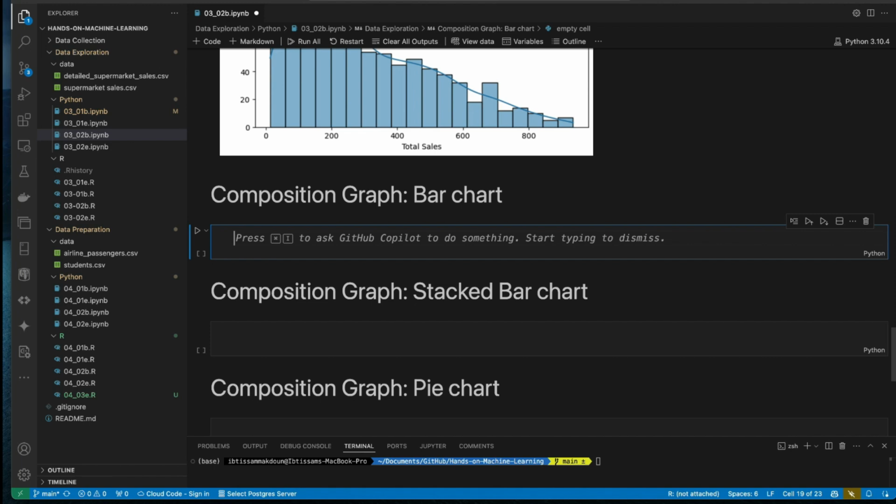Now, let's create a composition graph using a bar chart. This bar chart will show us how different product lines contribute to the total number of sales. Bar charts are great for comparing quantities across different categories.